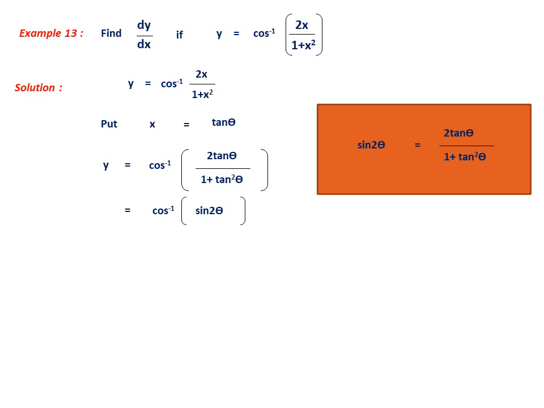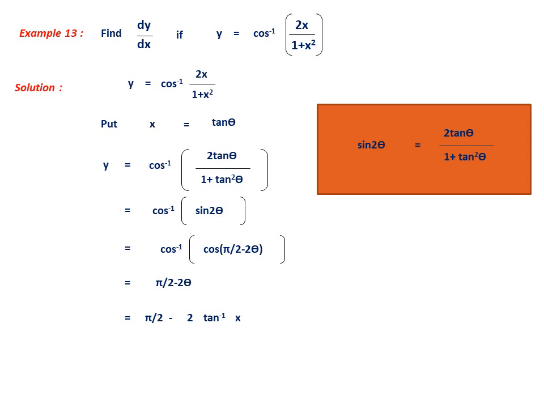Here also the same thing. sin 2 theta should be written in terms of cos 2 theta. So, this is cos of pi by 2 minus 2 theta, the complementary ratio. So the remaining things are the same: y equals pi by 2 minus 2 tan inverse x. Therefore, this you have to differentiate.